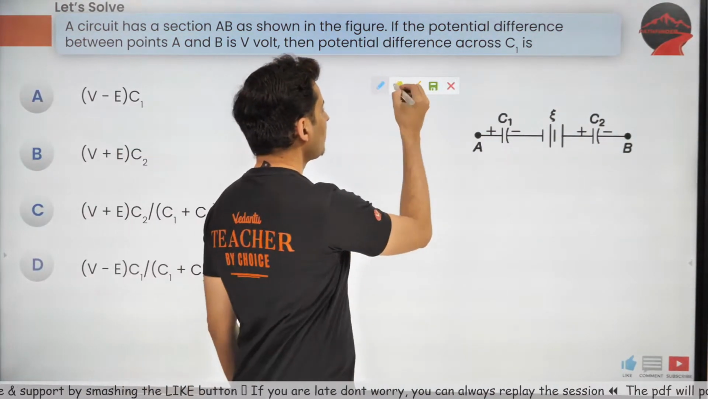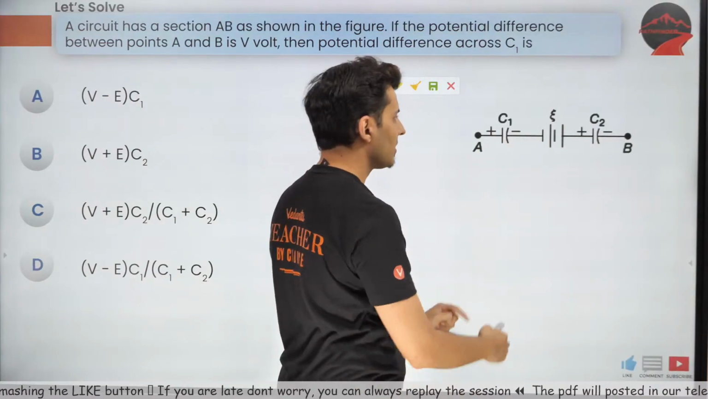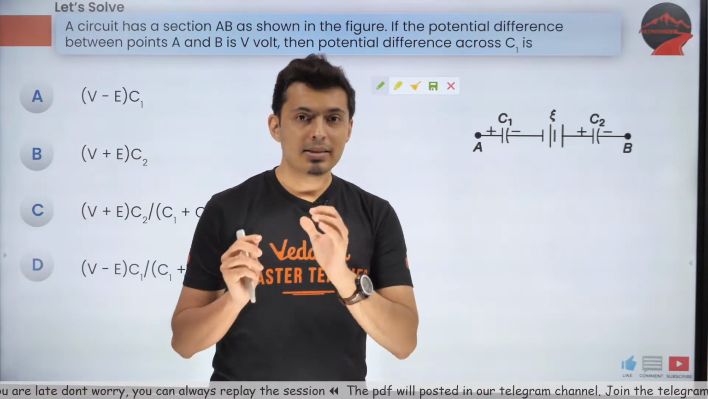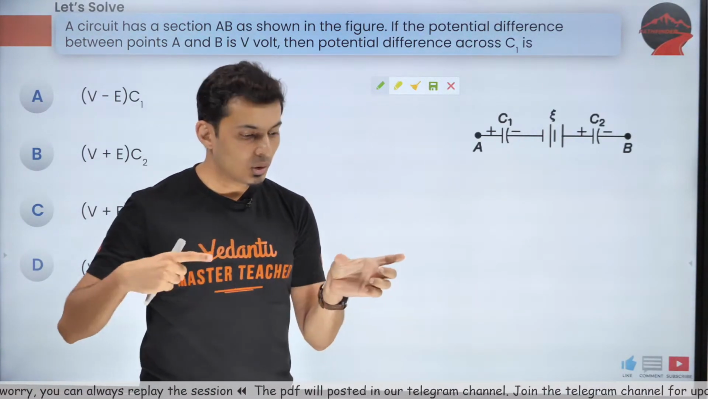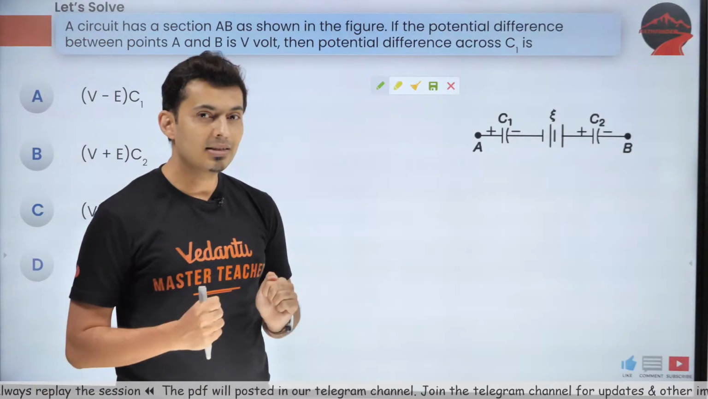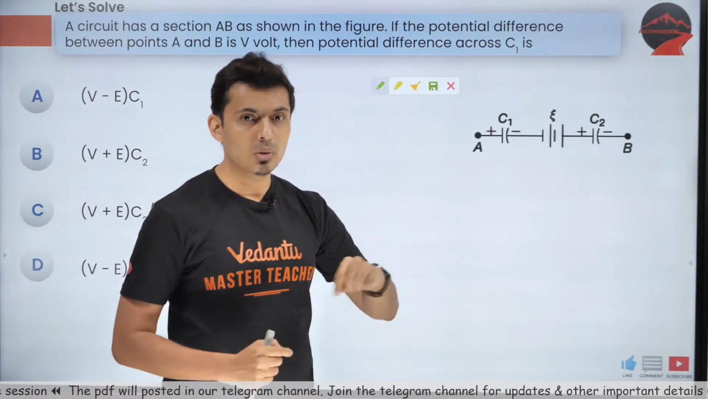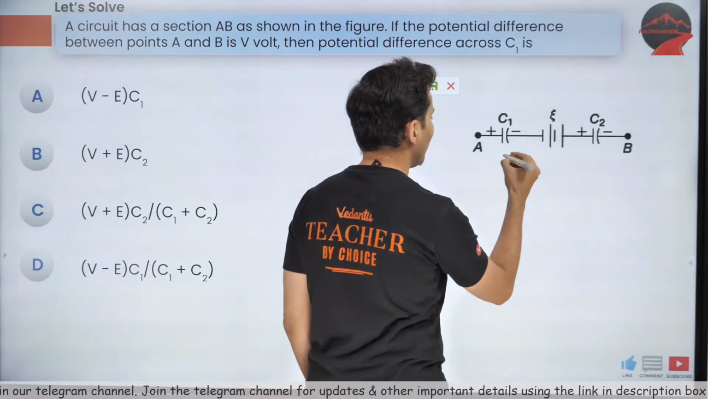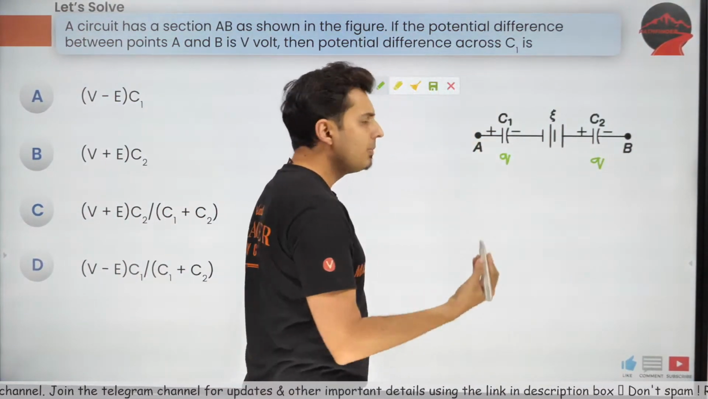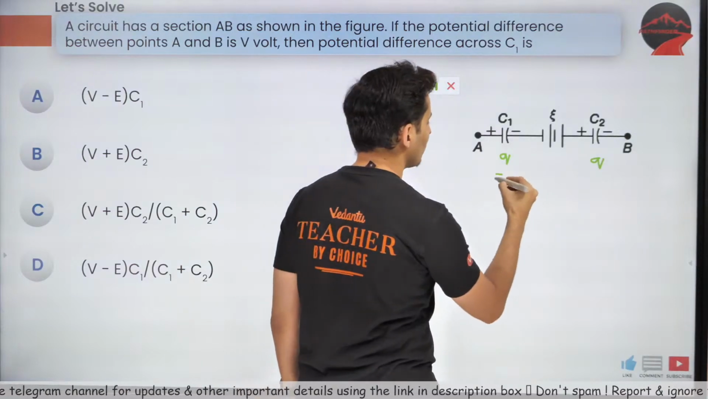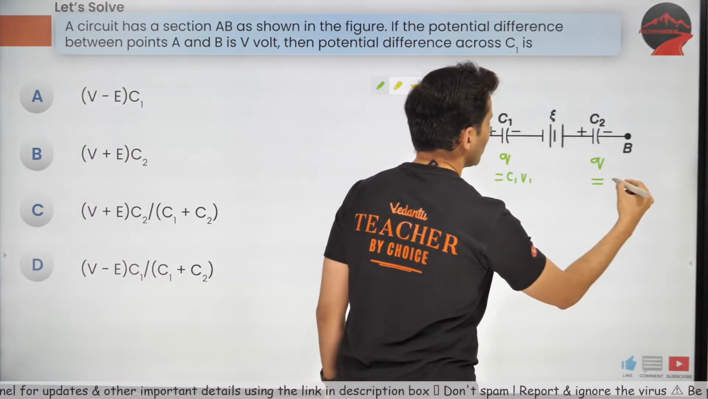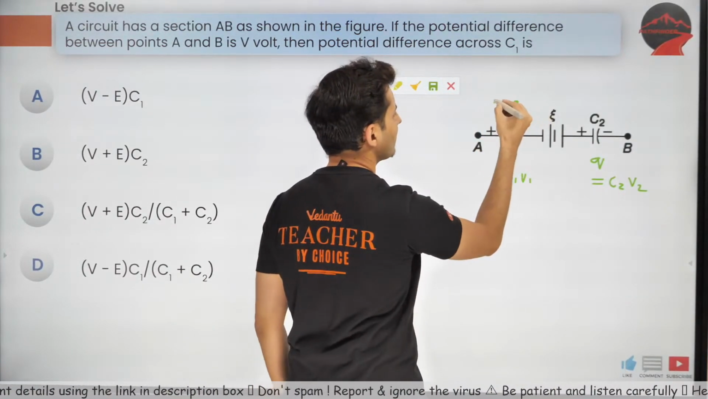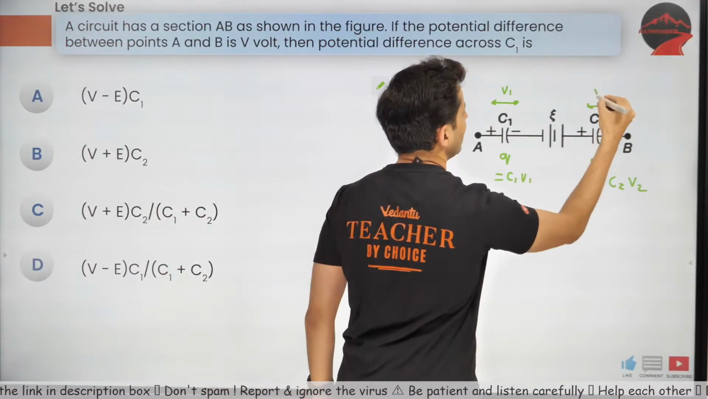First of all, these 2 capacitors are in series. Whenever capacitors are in series, remember one thing. In current electricity you would have studied, when 2 resistors are in series, what is the same? Current is the same through the resistors. In capacitors, charge is the same. That's the only difference. So both of them will have the same charge Q. Remember, Q is CV. So Q will be C1 V1, and here also it will be C2 V2. So the voltages obviously will be different: across this one it will be V1, across this one it will be V2.